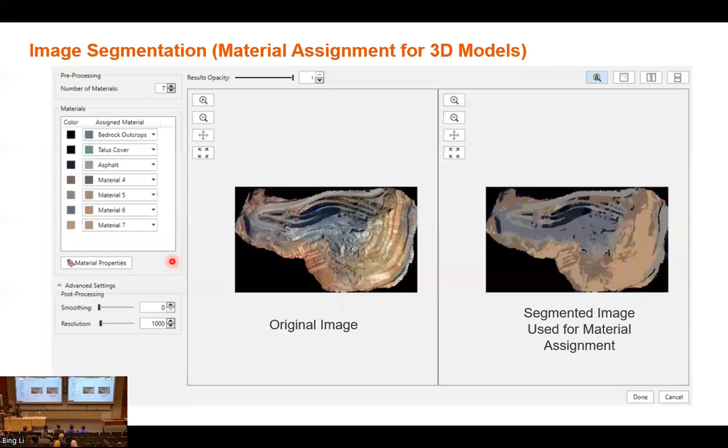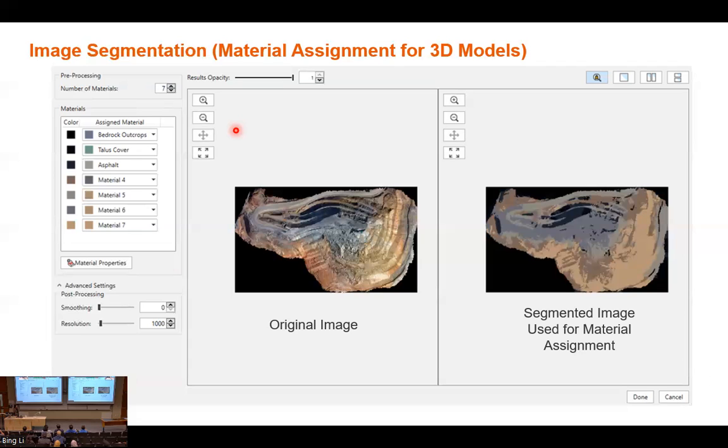Just as a sample dialog, the first step for the user is to import an original image. In this case, it's a top-down view of the open pit. The user then has to decide how many materials are on the site. In this case, it's 7. The program then segments this image into different material regions, so there would be 7 clusters. And the last step is for the user to decide what material corresponds to which region.